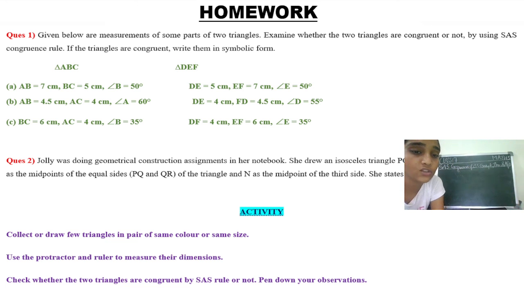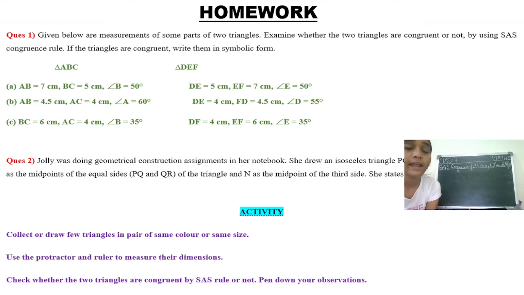And question 2 is that Jolly was doing geometrical construction assignments in a notebook. She drew an isosceles triangle on a page and she marked L and M as the midpoints of PQ and QR of that triangle. Okay, and N as the midpoint of the third side. So she is stating that LN is equal to MN. You have to tell whether Jolly is right or not.